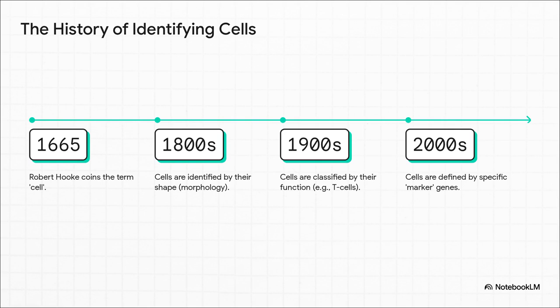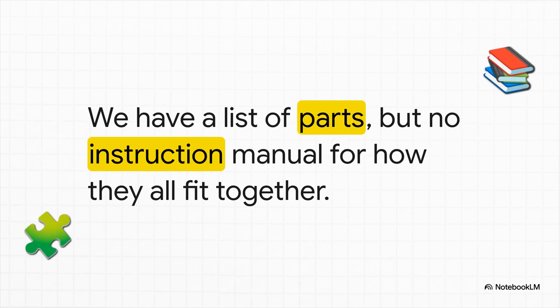Then we got a bit more sophisticated and started using function, like T cells, named because they mature in the thymus. And more recently, we've gotten really specific, defining them by a handful of marker genes. Every step added more detail, sure, but it never gave us a single universal set of rules. And that really gets to the heart of the issue. We've wound up with this gigantic catalog of cell types, but we're missing the instruction manual. We just don't have a formal way to understand how they all relate to each other, how one can turn into another, or even how to organize them in a way that makes logical sense.